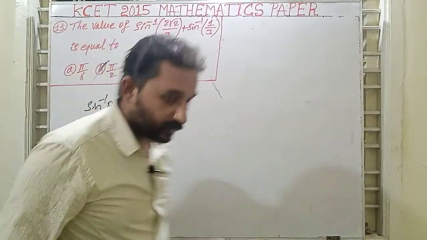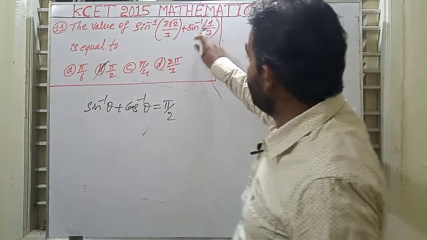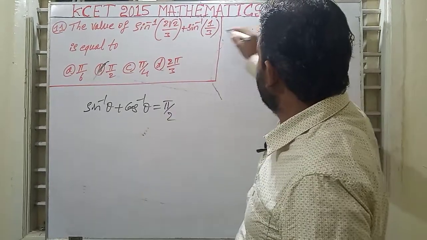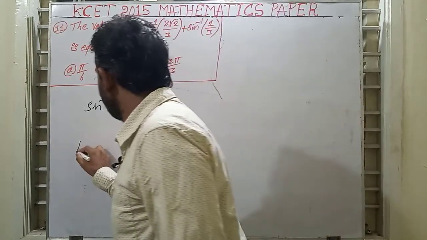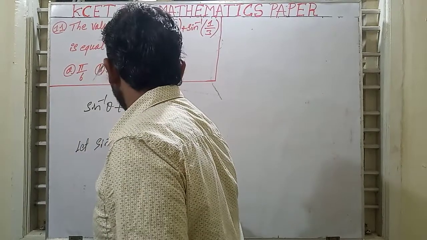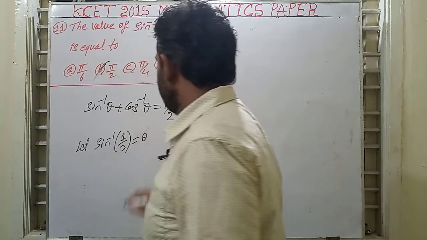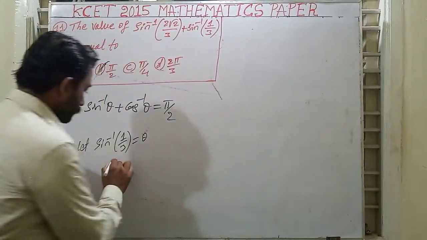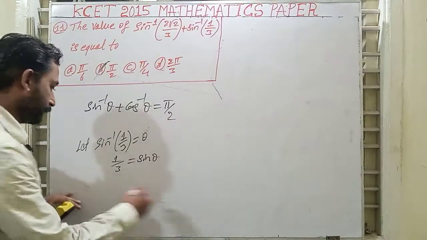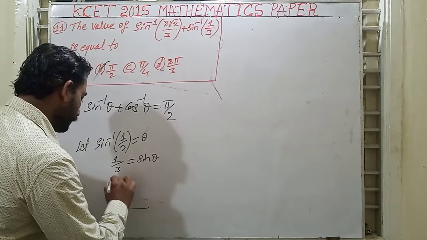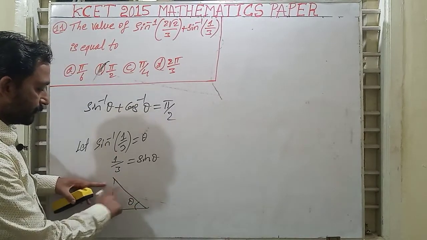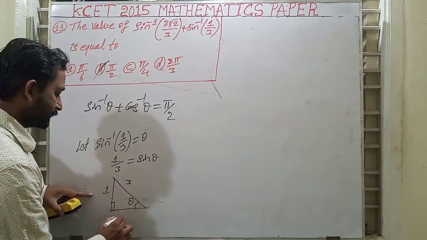Sin inverse of 1 by 3 can also be written as cos inverse of 2 root 2 by 3. So let sin inverse of 1 by 3 be equal to theta. Now 1 by 3 is equal to sin theta. So we take a right angle triangle. This is 90 degrees, this is theta. Sin theta means opposite by hypotenuse, 1 by 3. The remaining adjacent side is 2 root 2.